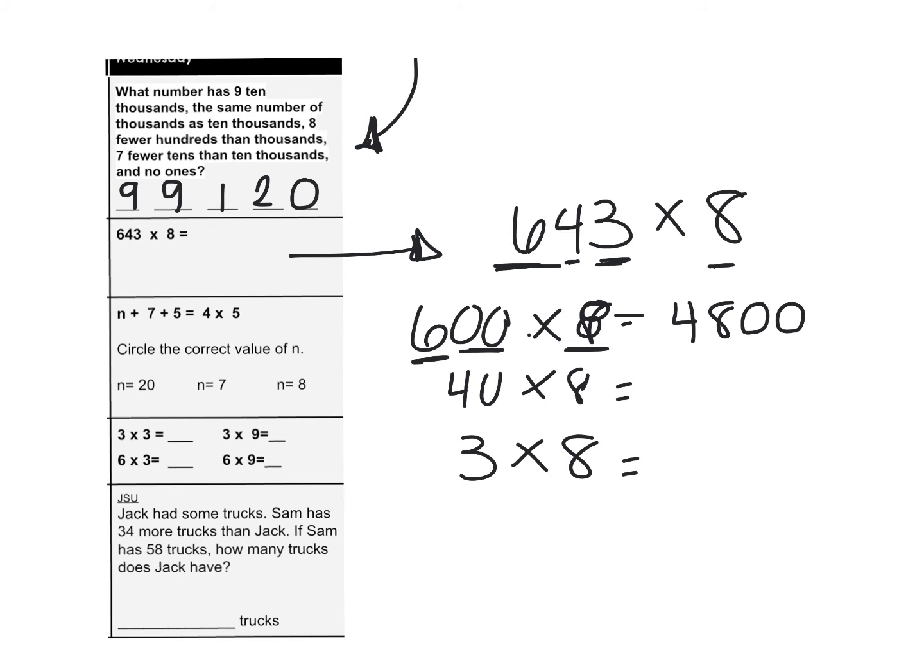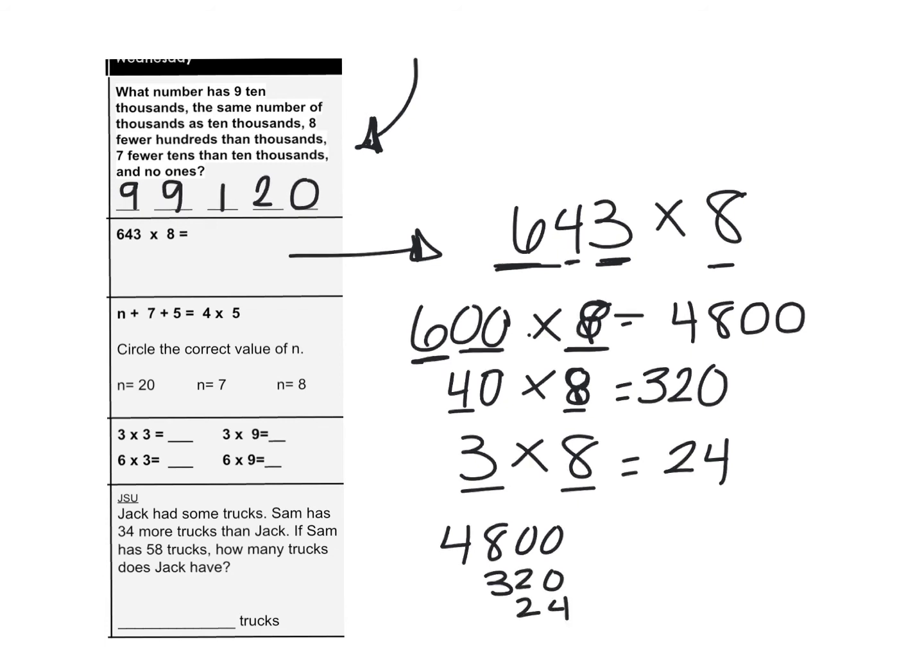We could count by 600 8 times. That would take a really, really long time. And now we have our next one. We have 40 times 8. You could count by 40 8 times, or we could do that same thing. We know this is a tens number, and 8 times 4 is 32, and that is a tens number, so I'm going to add that 0. I have 3 times 8, and I could count 8, 16, 24 if I wasn't sure. And now I have 4,800. I'm adding it to 320 and then 24.